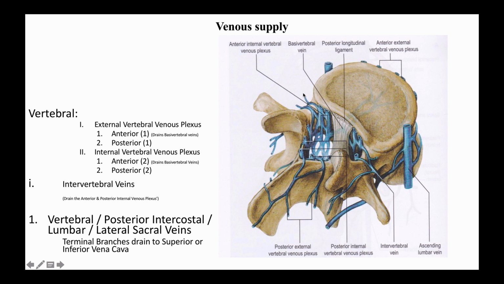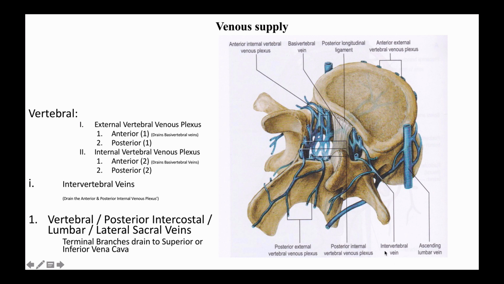The next step after all of these vertebral venous plexuses are done draining blood is they're going to sync up with our intervertebral veins. Inter means between, and vertebral is vertebrae, so between vertebrae you're going to have the intervertebral foramina. So here is our intervertebral vein.